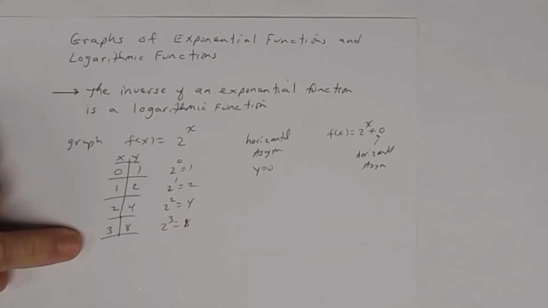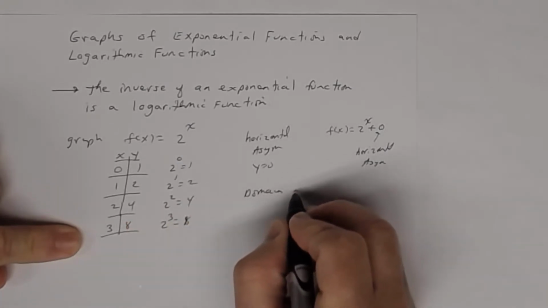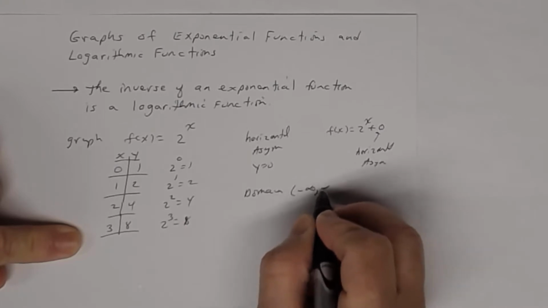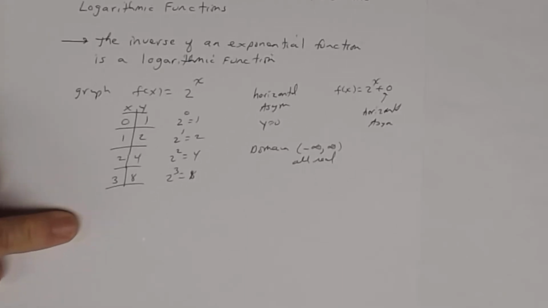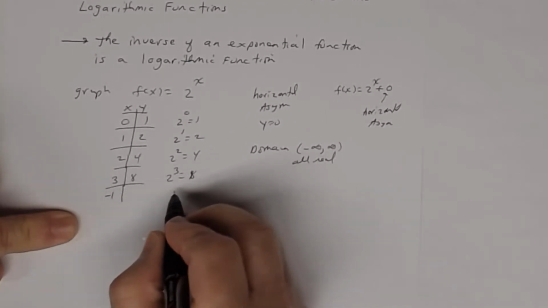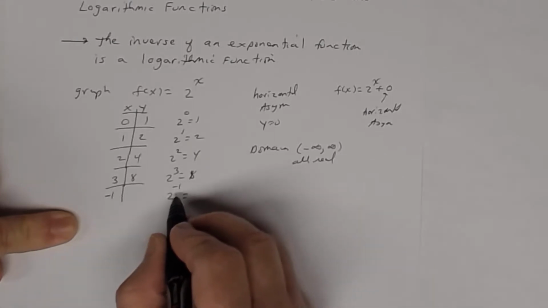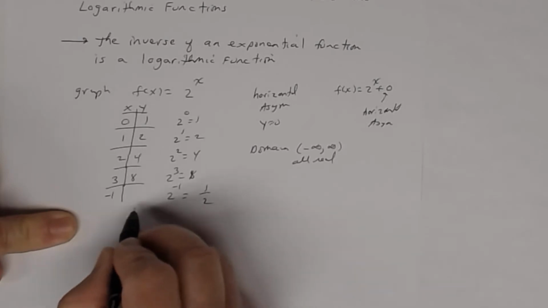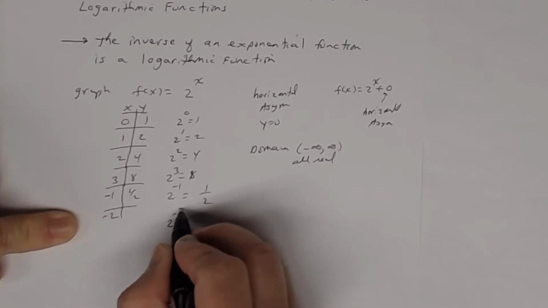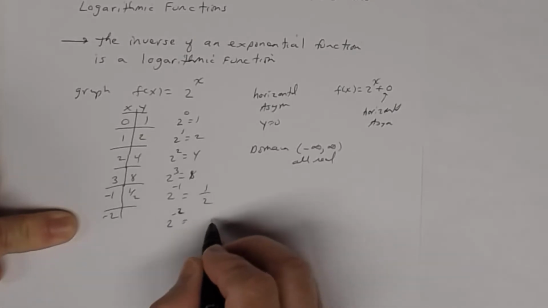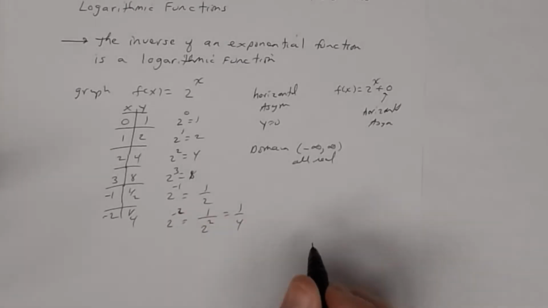Now let's do some negative numbers, because we know that the domain of an exponential is going to be all real numbers, so from negative infinity to infinity. So let's use some negative numbers as well. If x is negative 1, we get 2 to the negative 1, which, to make that exponent positive, we rewrite as 1 over 2. So that's 1/2. If x is negative 2, we get 2 to the negative second power, and to write this exponent as positive, we write this as 1 over 2 squared, which is 1 over 4, and so on. All right? And so what we get is this.